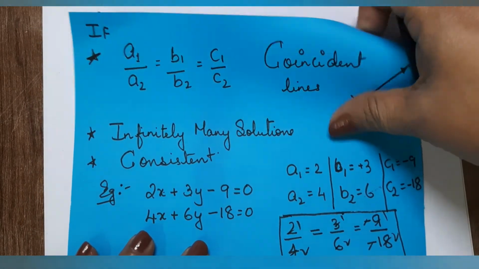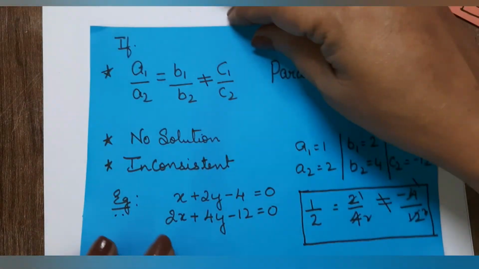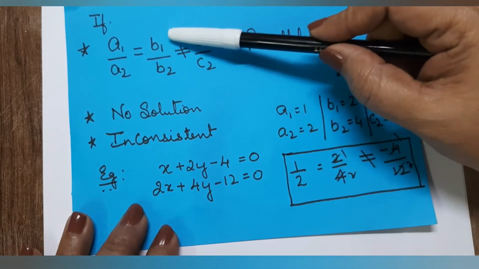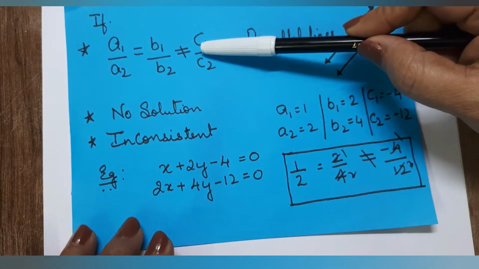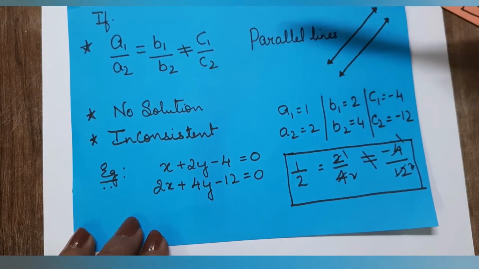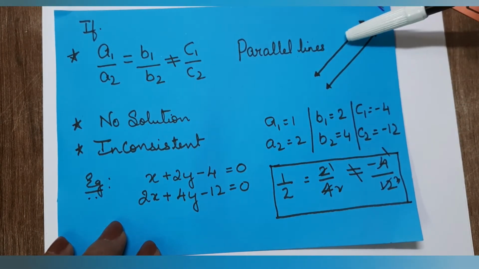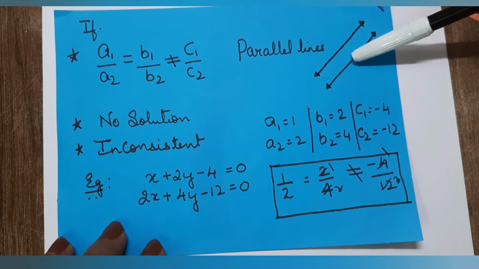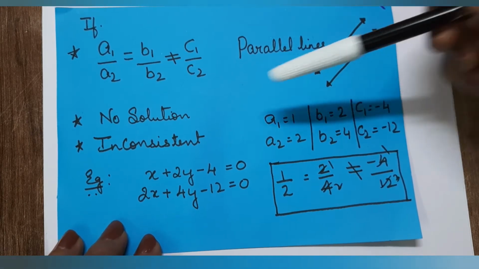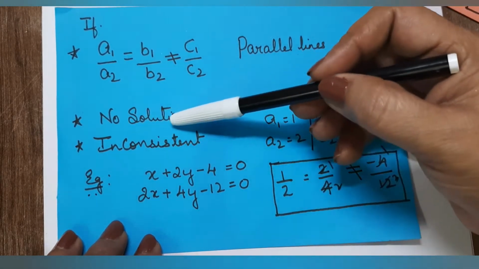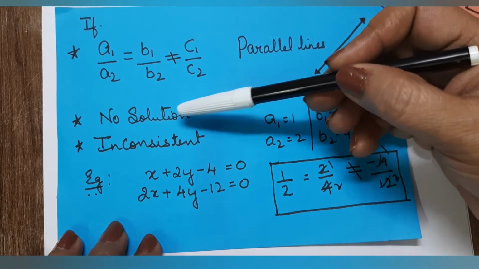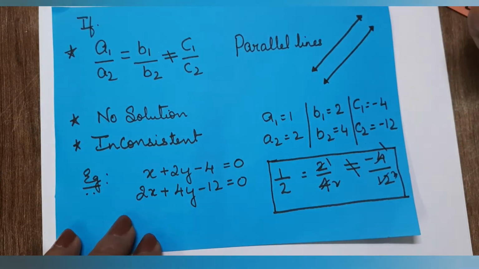Moving on with the next, that is the last condition. a1 by a2 is equal to b1 by b2. We need to check that this is not equal to c1 by c2. In such a case, these two lines will be parallel lines. It will be this way. They do not intersect at any point. So there won't be any solution. So no solution. Since they do not have any solution, they are inconsistent.